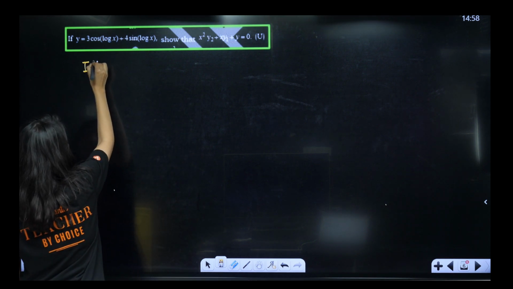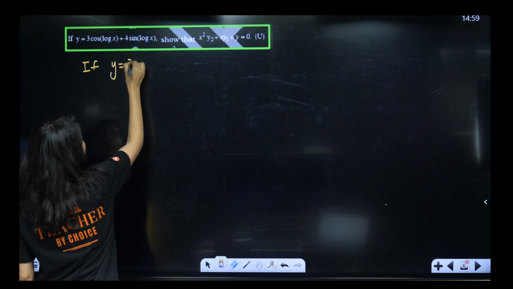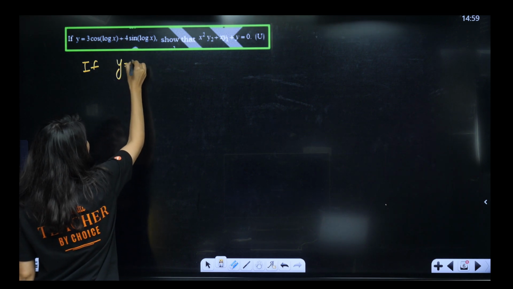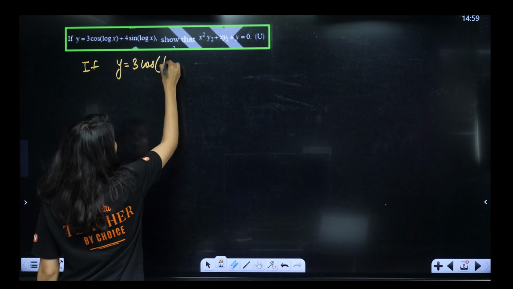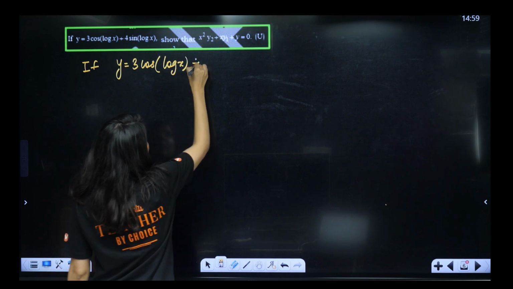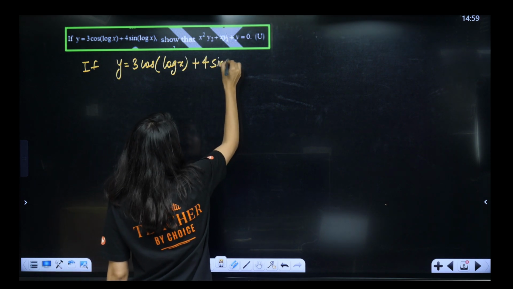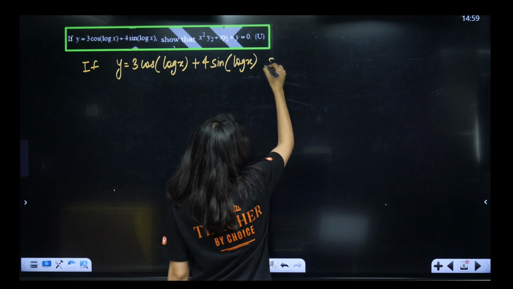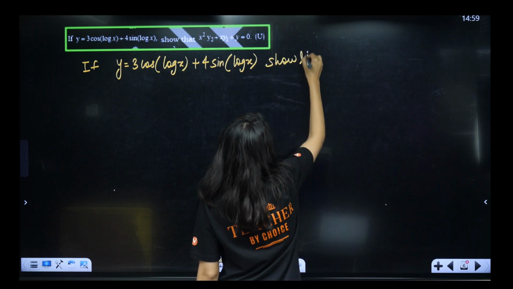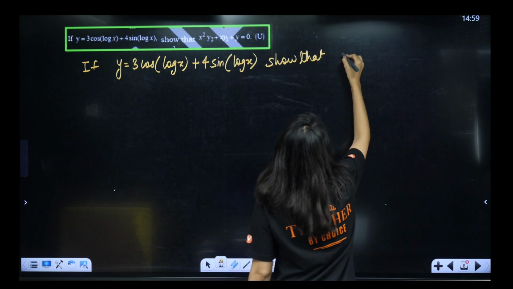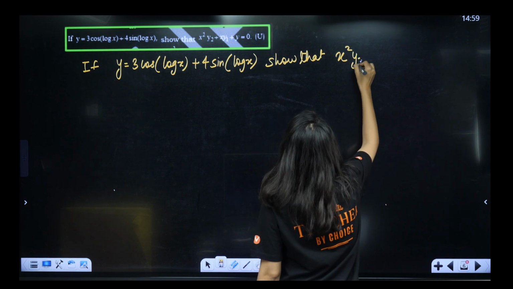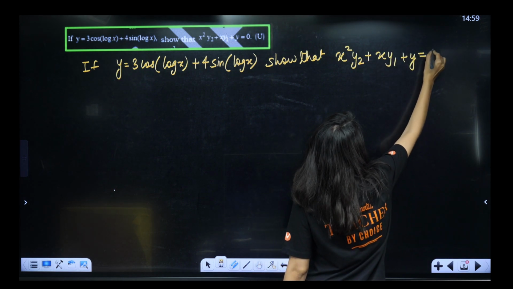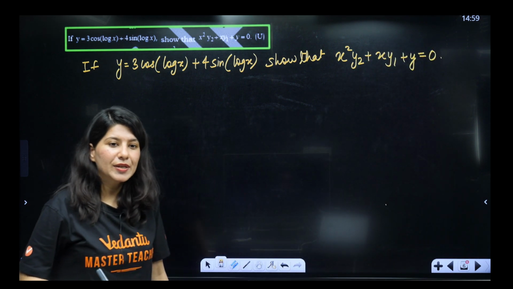So they are saying if y equals 3 cos(log x) plus 4 sin(log x), then what you have to do is show that x squared y2 plus x y1 plus y equals 0. This is what your question is trying to say.